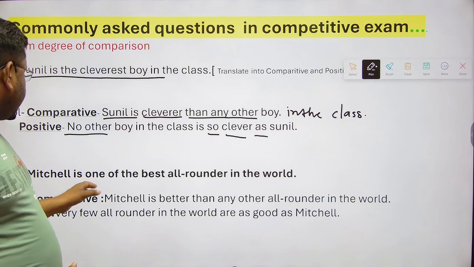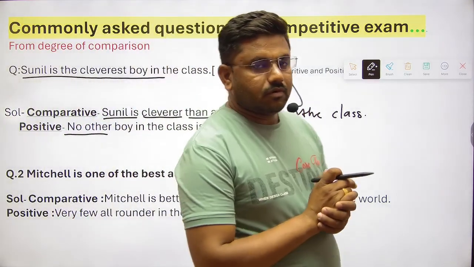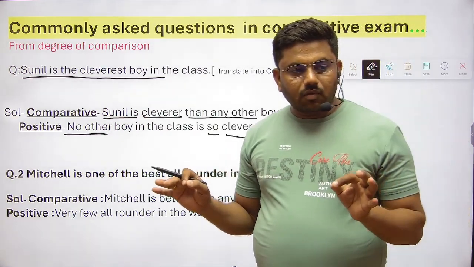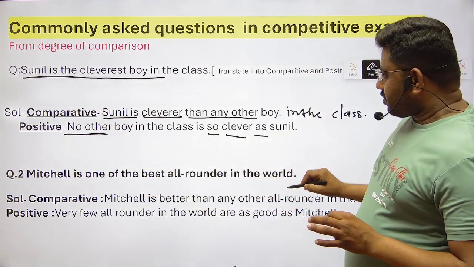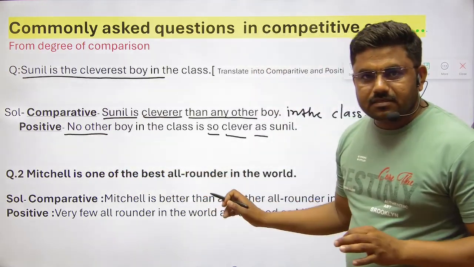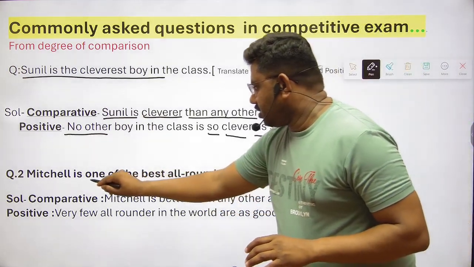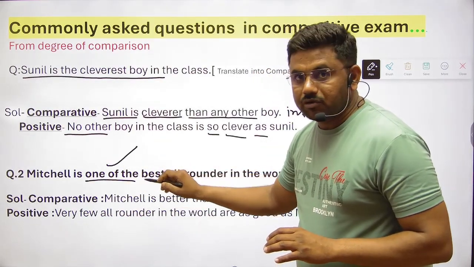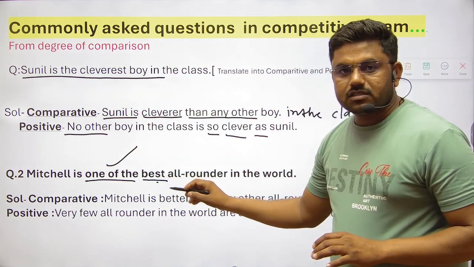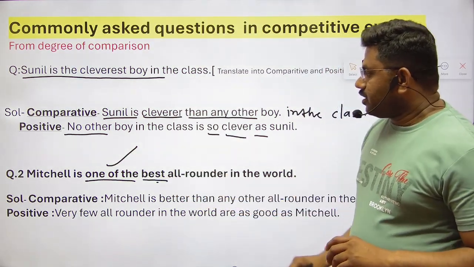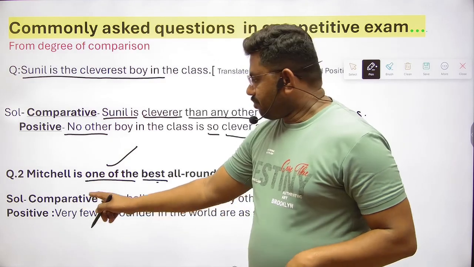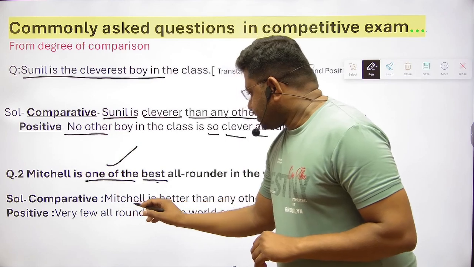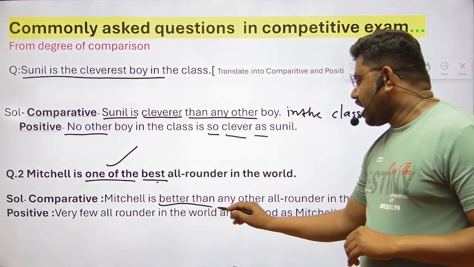Now next example, Mitchell is one of the best all-rounders in the world. Who is the best all-rounder in the world? Mitchell. This sentence has "one of the best", which means it is from the superlative degree. "One of the" is the specialty of the superlative degree, and in "best", you know, "est" is with it. So we have to translate it into the comparative and positive. How will you change it to comparative? Mitchell is better than any other.